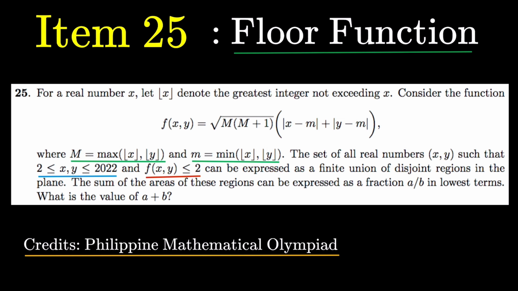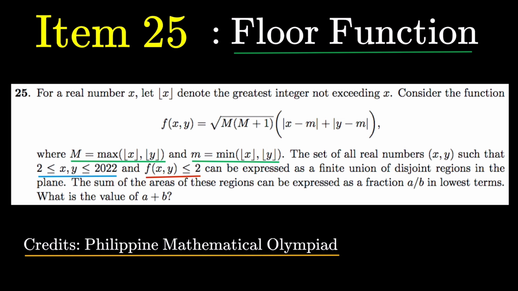Okay, so first observation, I guess, the question is indeed pretty long. There's a lot of things to digest, but essentially we do have a function f of xy, and capital M is the maximum of the floor of x and floor of y. So capital M and small m are the max and the min respectively. We do have a range of values for x and y, and we want f of xy to be less than or equal to 2. And let's talk about the rest of the question later.